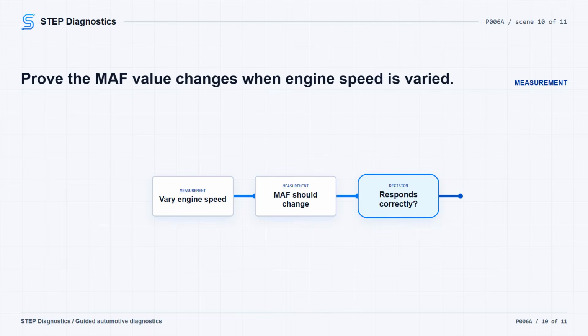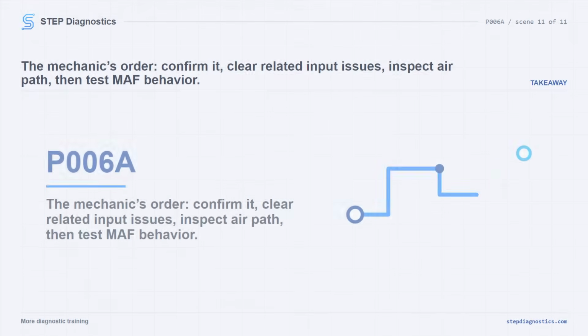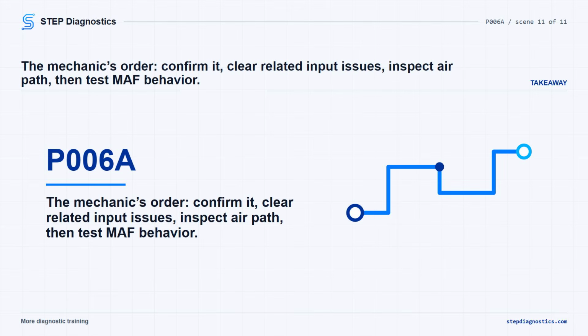Then start the engine and watch the HDS MAF sensor value while varying engine speed between 2,000 RPM and 3,000 RPM. The MAF reading should change as engine speed changes. If it does not respond correctly, the indicated problem area is again the MAF sensor and IAT sensor 1 assembly area.